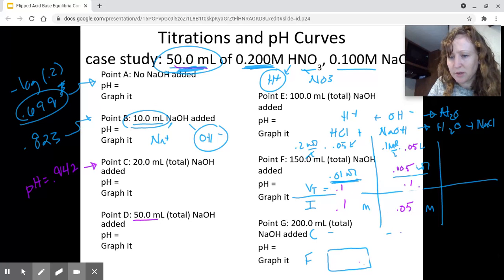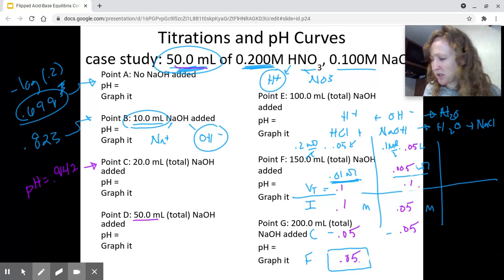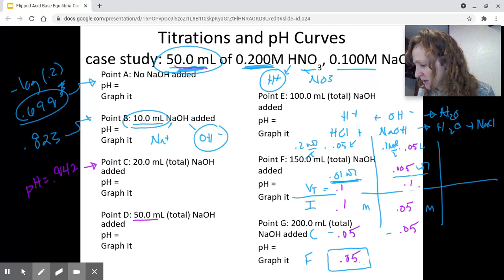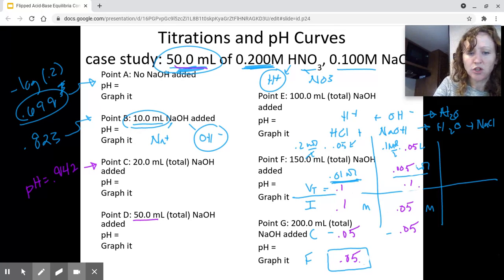So minus 0.05, minus 0.05 gives me 0.05 down here. And that gives me a pH of 1.3.